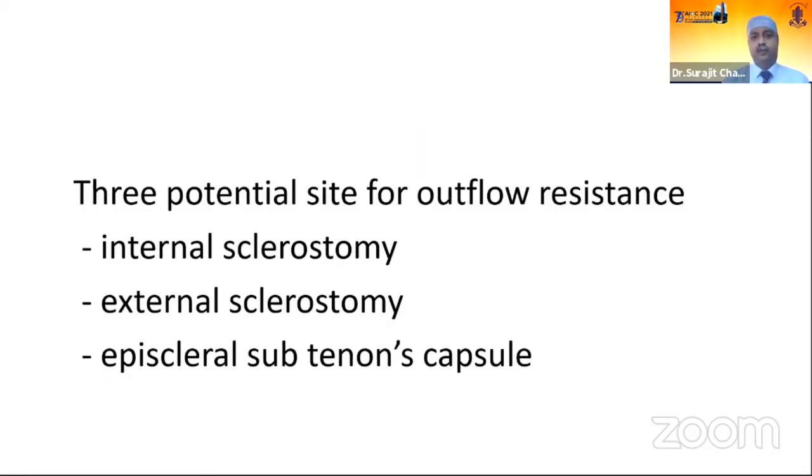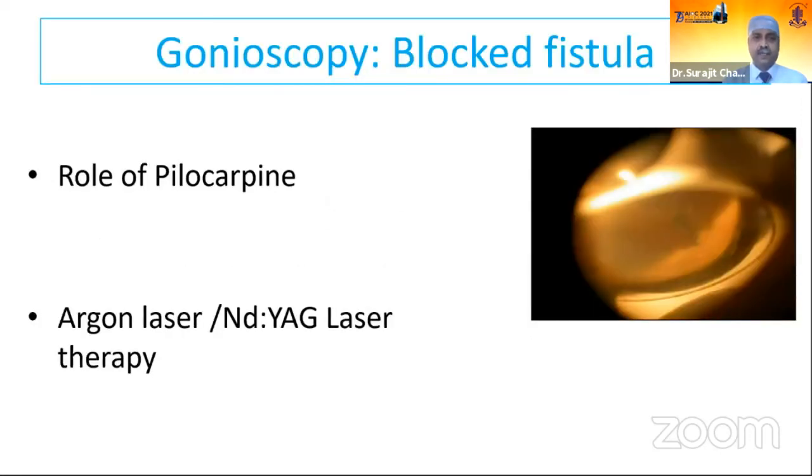There may be three potential sites for outflow resistance: the internal sclerostomy, the external sclerostomy, and the episcleral subtenon's capsule. Gonioscopy has to be done before you go for a surgical intervention. Sometimes pilocarpine is of some help, especially if it is a very fresh blockage with iris tissue. It drags the pupil away from the wound, and argon laser or Nd:YAG laser may be required to open up the stoma from the internal aspect.